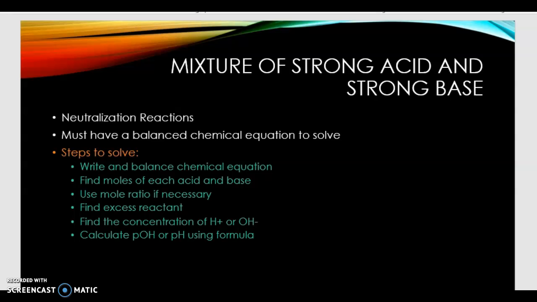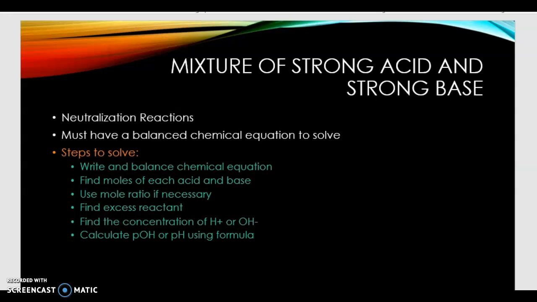The steps to solve are kind of similar but a little bit different. We're going to write and balance our chemical equation. Obviously, we have to start there. We're going to find moles of the acid and the base. We're going to figure out which one is limiting based on the mole ratio. We're going to find the excess, so whatever is left over is going to tell us what the concentration will be, if it's going to be a base or if it's going to be an acid, and what that pH or pOH will be. And we're going to be using our log function to be able to calculate using that.